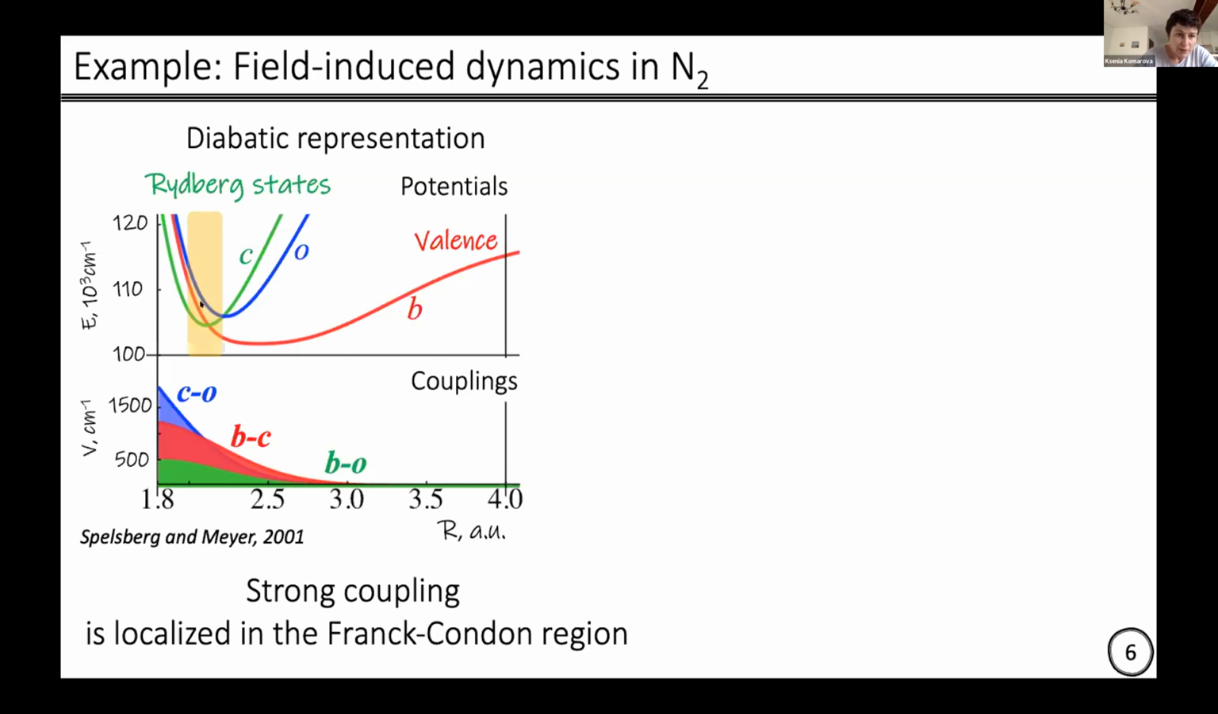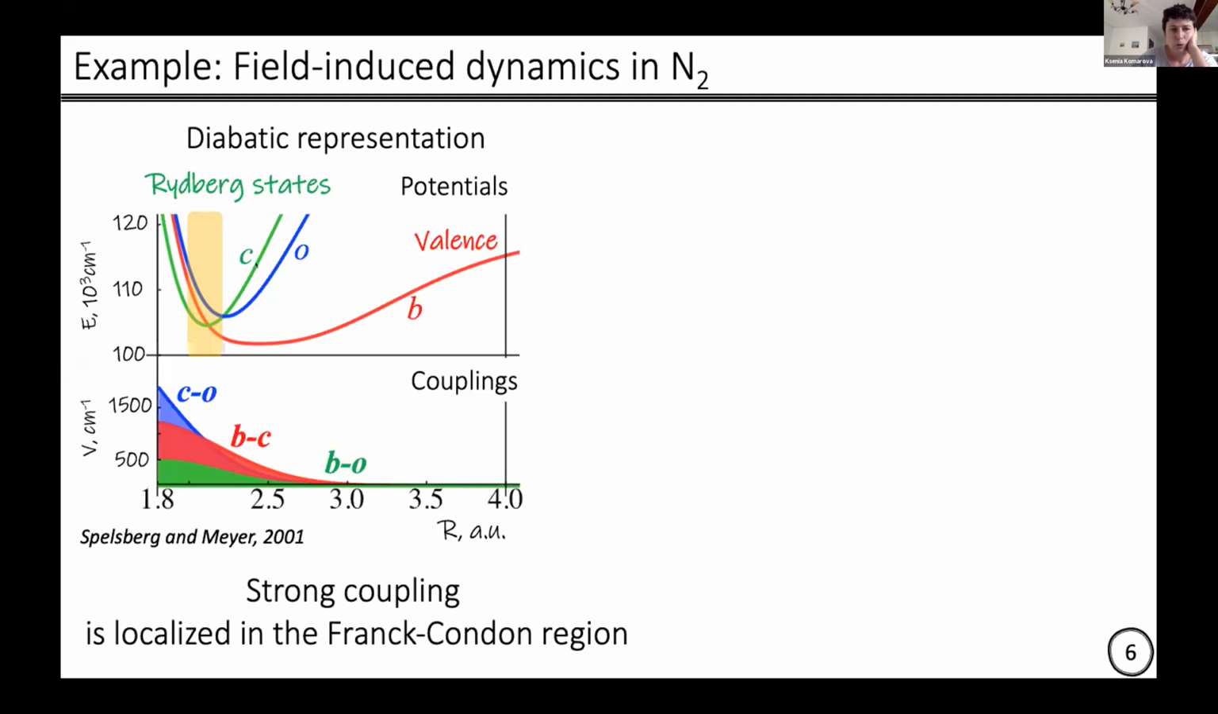So if we now look at the potentials of interest, the two Rydberg states C and O are quite harmonic in this energy range. And then we have a shallow potential of the valence state. The Franck-Condon region is over here, and here is the coupling. It is quite strong coupling, about 0.1 eV at most. And one can see that the coupling is in the Franck-Condon region. So indeed in the normal absorption spectrum, one can see the perturbation of specific levels.